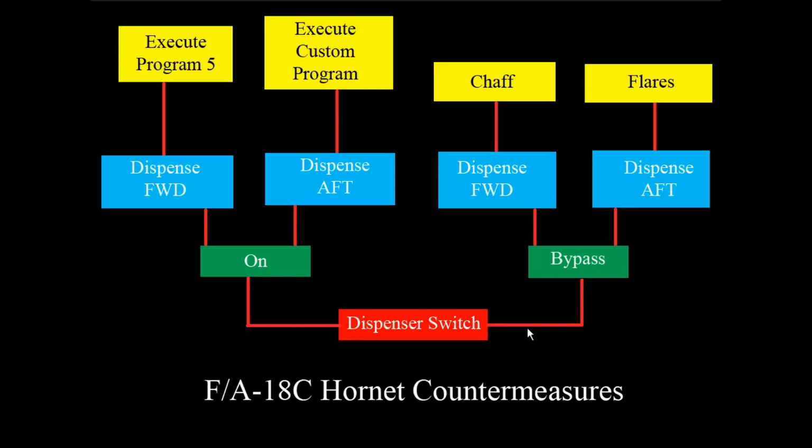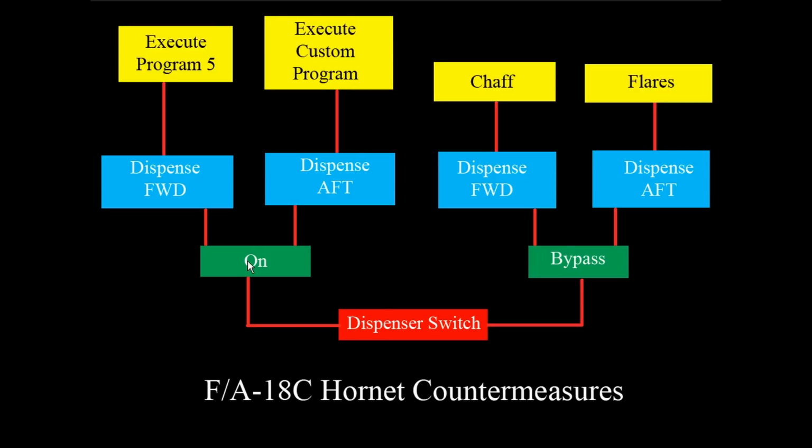If you go down the bypass route, you then have the dispenser forward and the dispenser aft buttons. The aft button is by default D as in Delta, and dispense forward is E as in Echo. So when you hit the dispense forward button in the bypass position, the plane will drop chaff. If you hit dispense aft in the bypass position, the plane will drop flares. And that is the bypass pathway. You can never change how this plays out. This will always be like this if you have the dispenser switch in the bypass position.